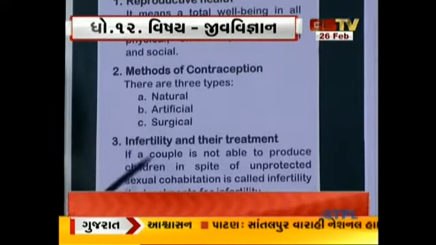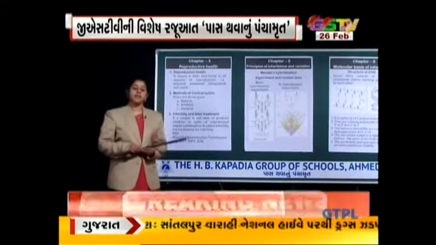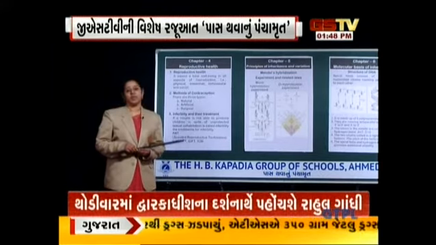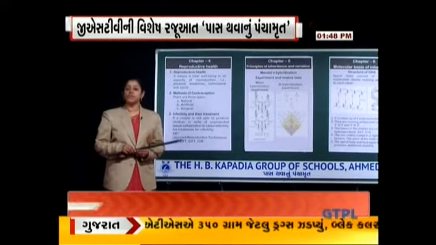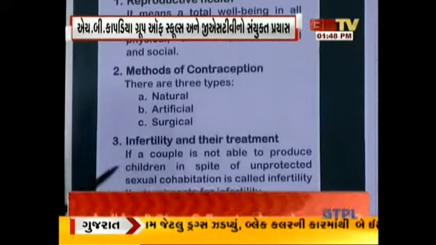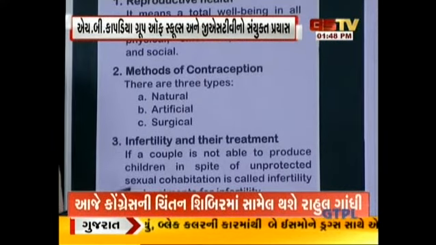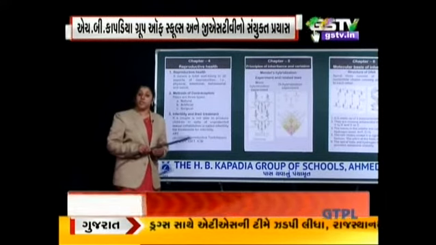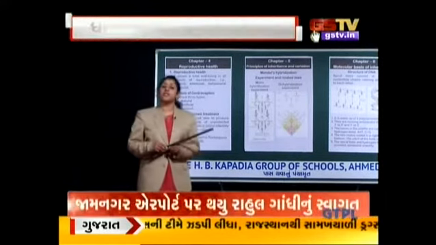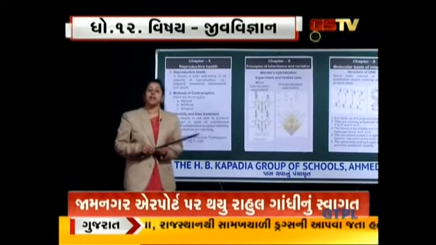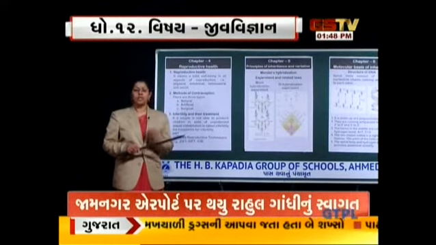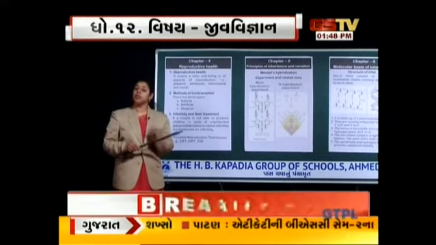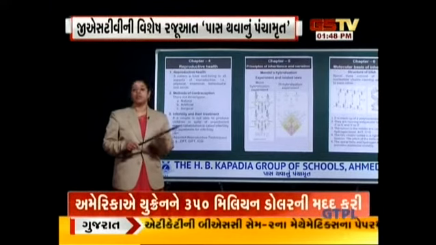Now, third one, surgical. We can say that surgical method of contraception is the most safest method of contraception because there is no chance of reversibility. In this surgical method, normally two surgeries are carried out. First one, vasectomy and second one, tubectomy. In vasectomy, a small portion of the vas deferens is cut in the male and later it is tied. In tubectomy, a small portion of the fallopian tube is cut and it is tied. So this is the most safe method of the contraception.